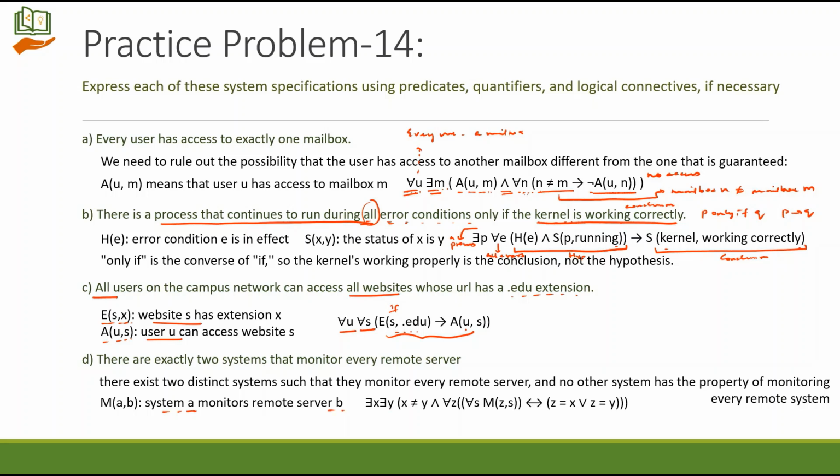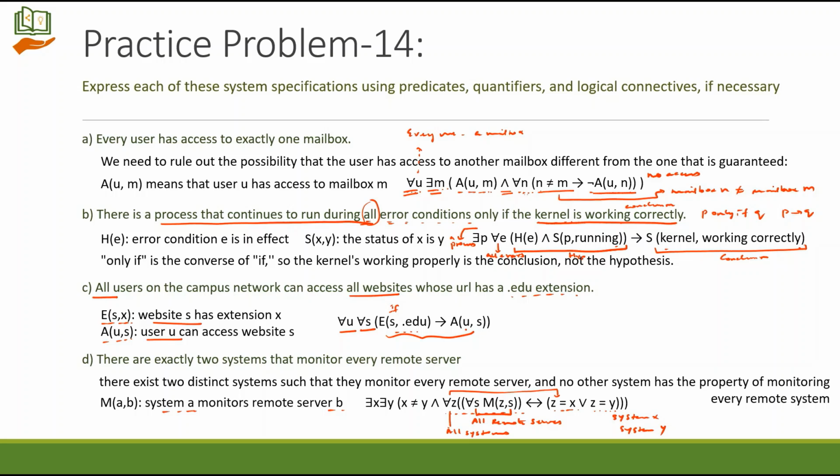The expression is given by for all Z, we'll have for all S, M of Z comma S. It means, so this is all remote servers and this is all systems. What is the condition for this particular Z that is given here? The Z can be either system X or Z can be the system Y. The implication will state that if and only if Z is equal to X or Z is equal to Y, it can monitor all remote servers. That is what is implemented using the biconditional.